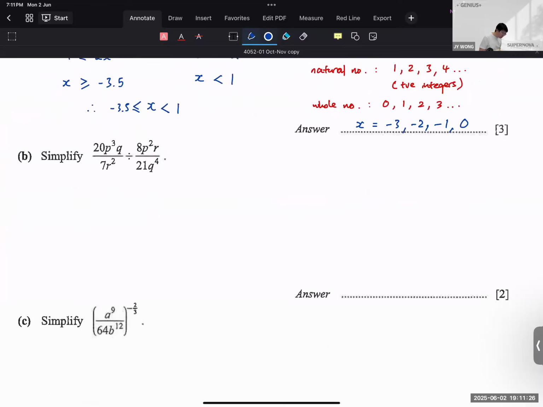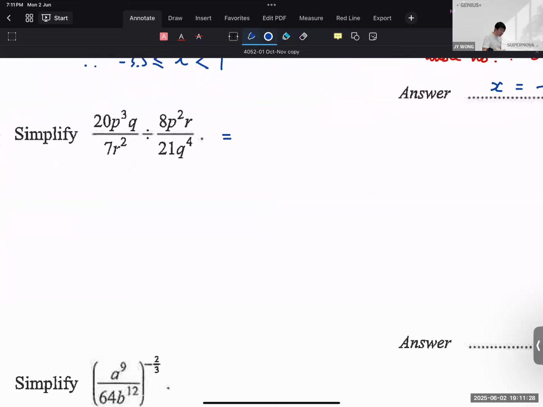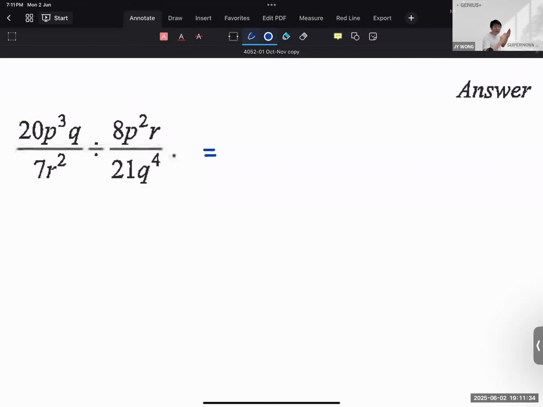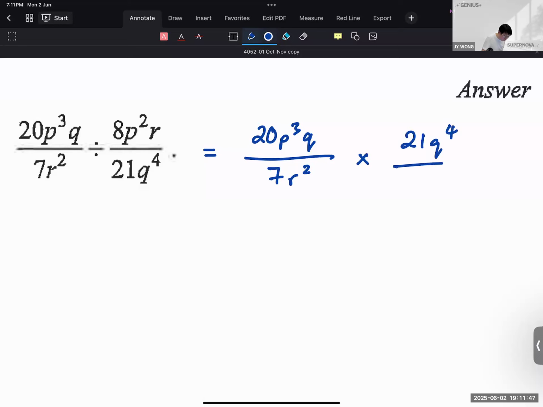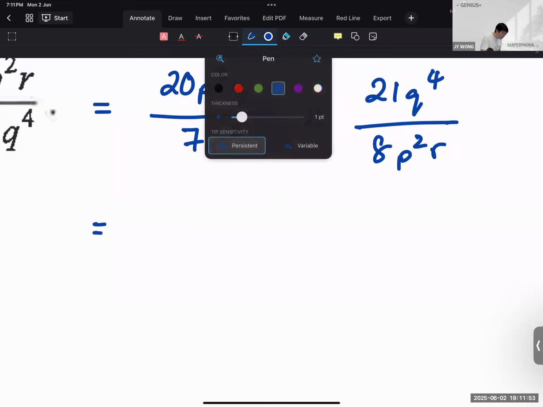Simplify this. I don't think you all should have any problem. Kimi, when I see dividing of a fraction, what is the first thing I need to do? Keep change flip, right? So flip it around. Don't cancel first. A lot of you hand very itchy, you'll go and cancel. No. Before you cancel, you flip first. So keep it as it is. So keep change flip. 21q to the power of 4 over 8p square r. Okay? Then now you can start cancelling.